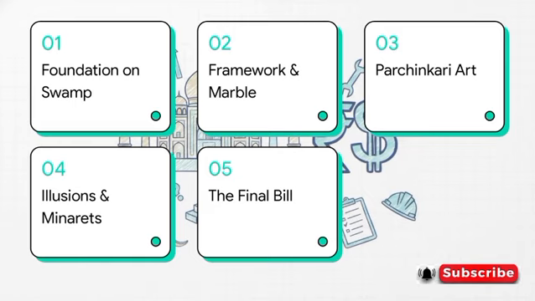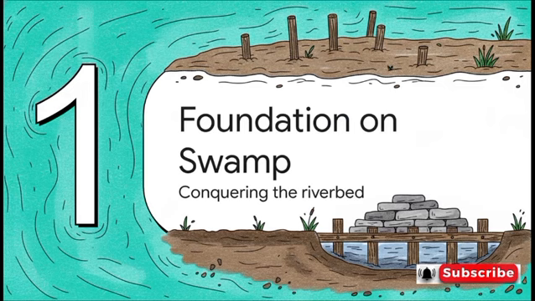We'll be tackling this chronologically. We'll start with the foundation on the swamp, move up to the framework and the marble illusion, check out the incredibly precise art of Parchinkari, explore those illusions and minarets, and finally wrap it all up in Section 5 with the final bill. Okay, starting off with Section 1, Foundation on the Swamp, conquering the riverbed.